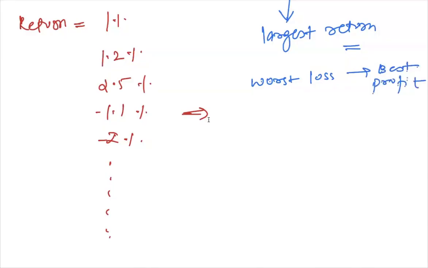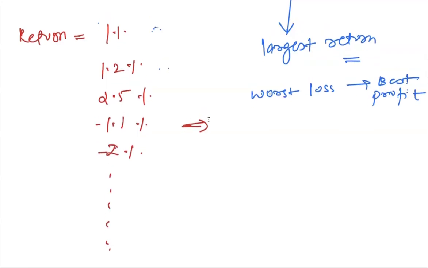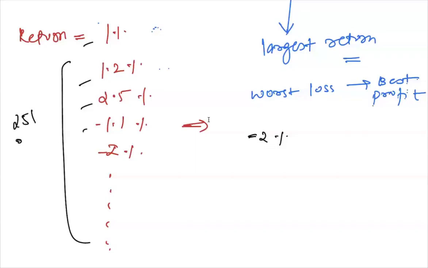So what is the worst loss in these five numbers? What is the minimum return that you see? Okay, so the minimum return is nothing but -2%, right? In these five numbers, let's say, because how many data points will we have? 251 data points, because we have 252 stock prices. So we'll have 251 returns, right?